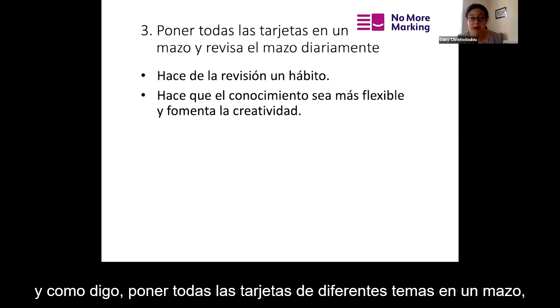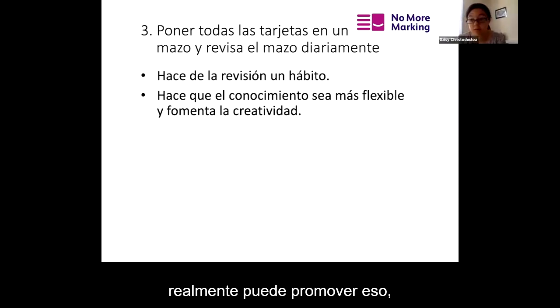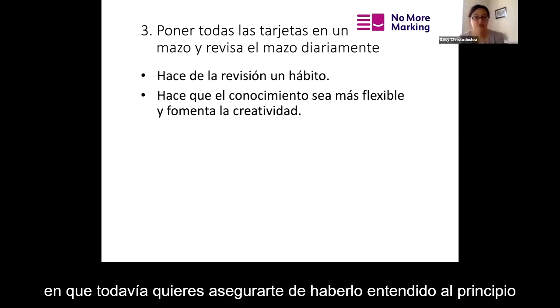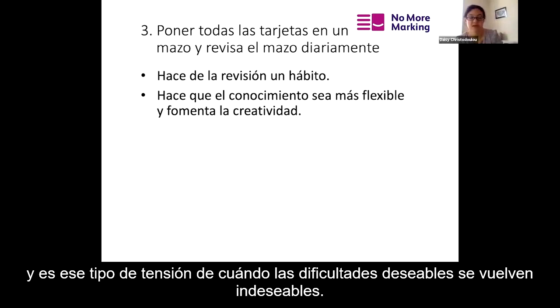and it's about something that you've learned in one context, being able to see how that can apply in another. And as I say, I think putting all your flashcards from different subjects into one deck can really promote that. But I would also be careful with it, in that you still want to make sure that you've understood it at first, and it's that kind of tension of when does a desirable difficulty become undesirable.